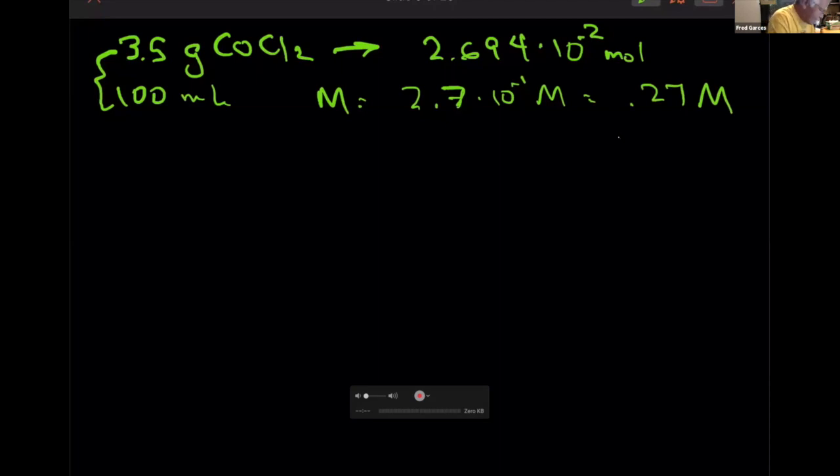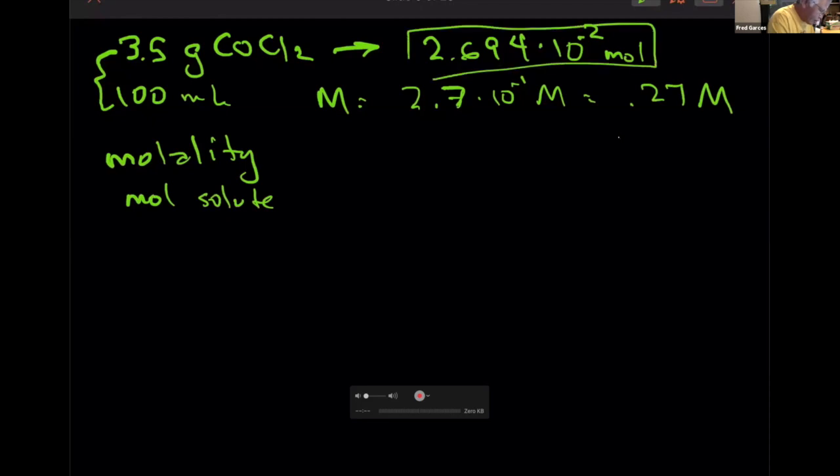Now let me calculate molality. Molality is the moles of the solute, which we said was this right here, over the kilograms of water.